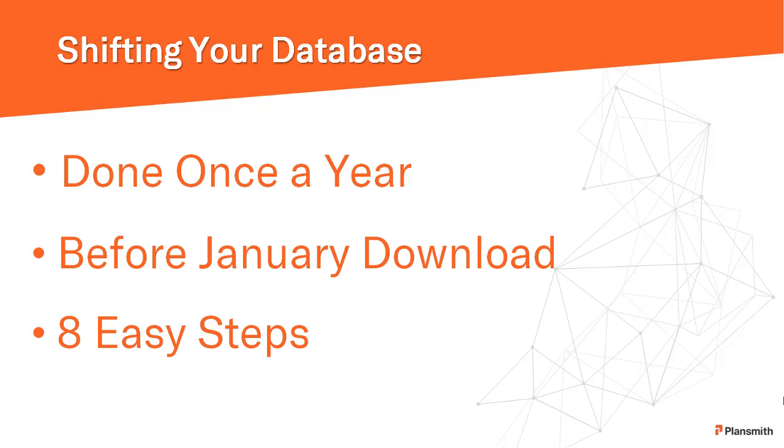The year-end shift process adds another year of projections to the Compass database and deletes a year of history. It also resets the download to January of the current year. This is required because the Compass database is always limited to 60 months of history and 60 months of projections. There are just 8 easy steps in this shift process, and this video will show how to do each step.